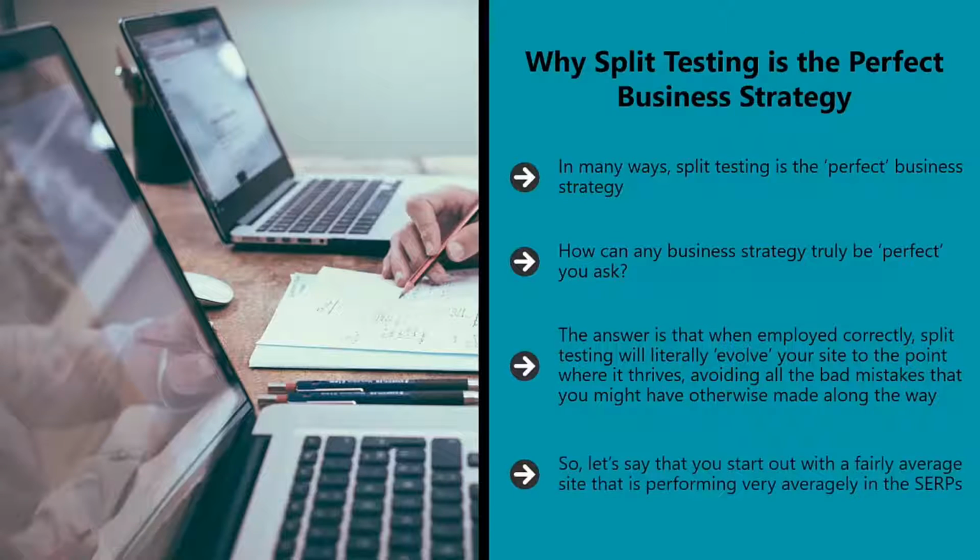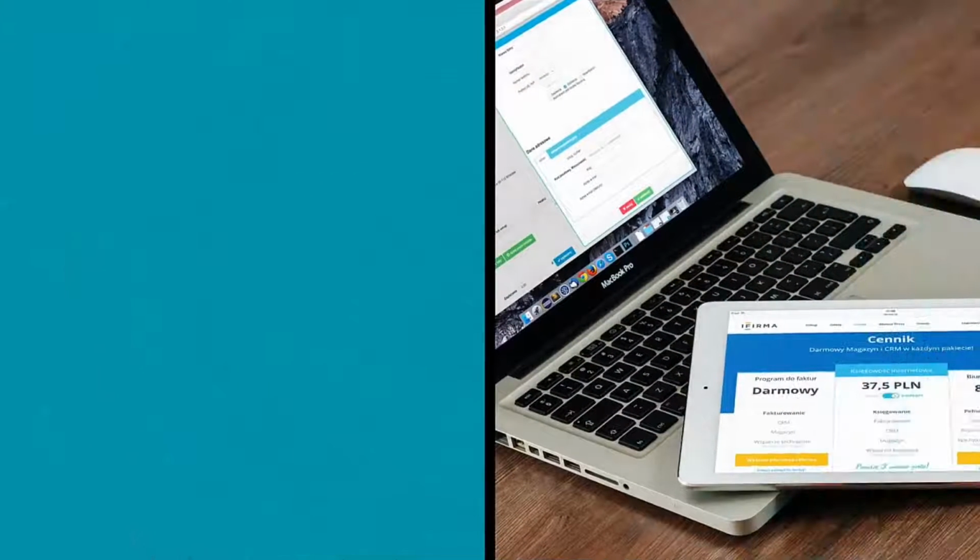So, let's say you start out with a fairly average site that is performing very averagely in the SERPs. Using split testing, you might decide to start using more H1 tags with keywords in, or you might choose to start using images a little more. This causes a bump in your position. You then decide to test some design changes to your site. Doing so convinces you that you should be using a slightly less busy and more modern layout.